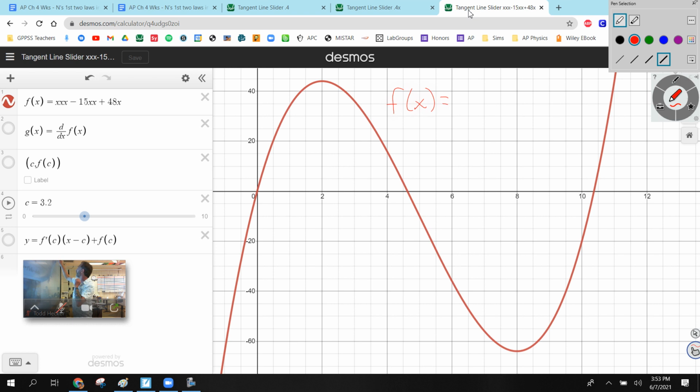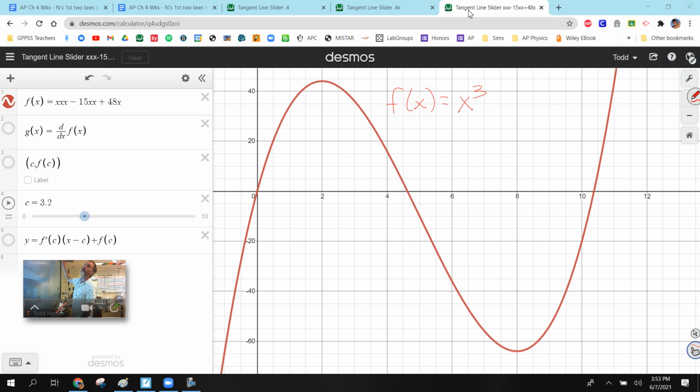So this function is x cubed minus 15x plus 48x. It's a cubic polynomial, all right? And I entered it in over here. I put xxx because I was too lazy to type in x cubed.